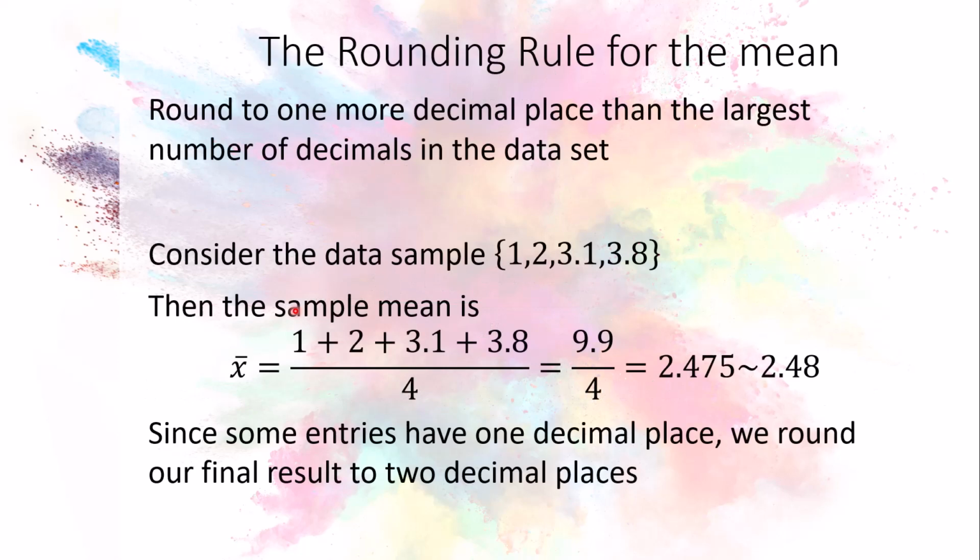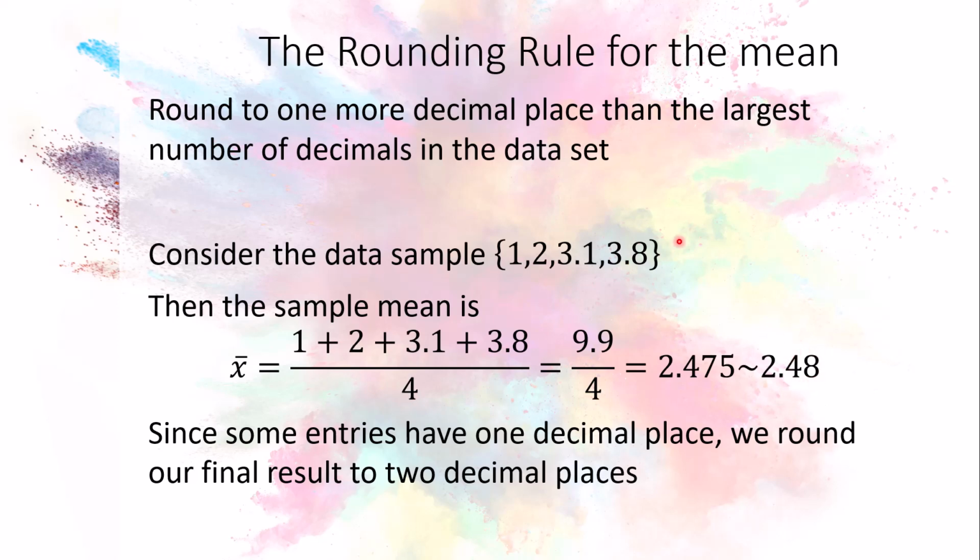Okay, now we also have a rounding rule for the mean, and it's basically this. If your data set has a certain number of decimal places, then your mean has to go to 1 additional decimal place. Okay, for example, here we have a sample. We have an integer, something to the 10th, something to the 10th. So our sample mean must be rounded to the next higher decimal place, which would be the 100th.